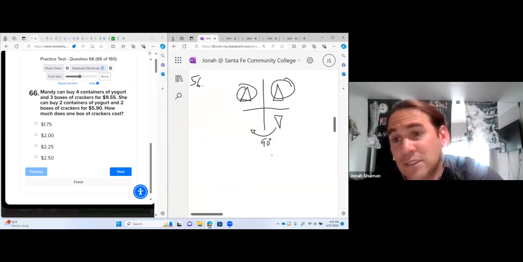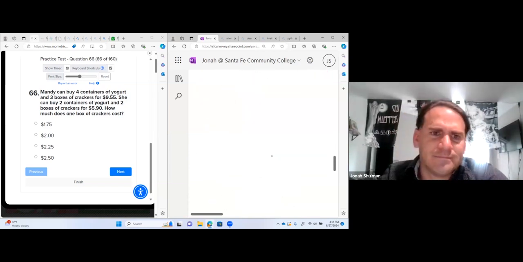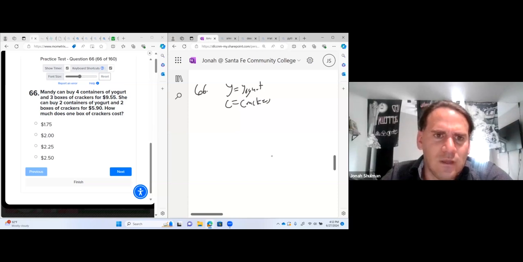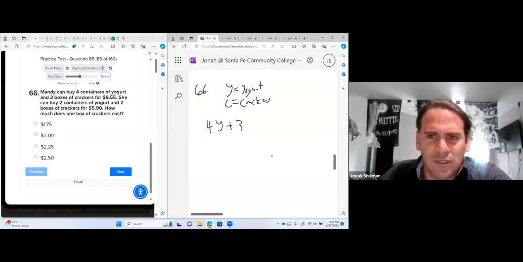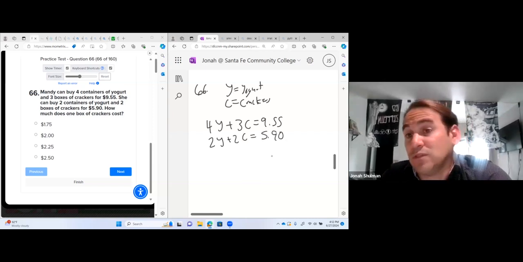So this is a typical problem. You're going to see this a ton. You're going to see problems like this constantly. So we just have to make one X and Y. We can make one Y for yogurt, and we're going to do C for crackers. So 4 containers of yogurt plus 3 crackers equals $9.55. And then I've got 2 yogurt and 2 crackers for $5.90.